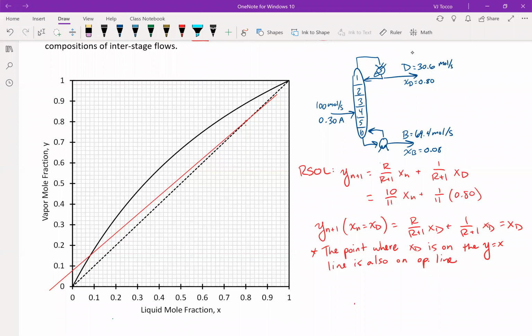Notice that it is also going through the y-intercept. So the actual y-intercept, I just calculated it, is supposed to be 0.072.